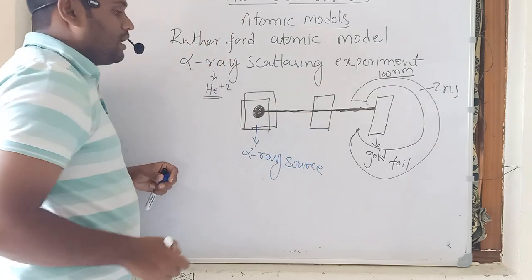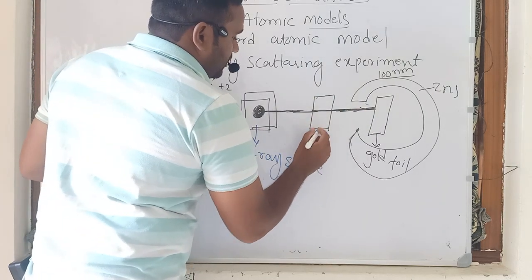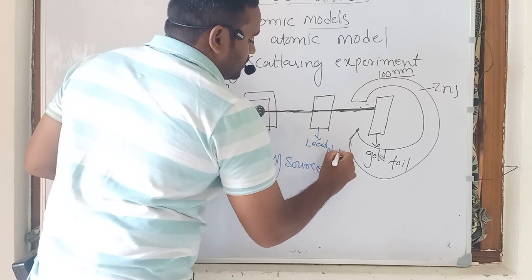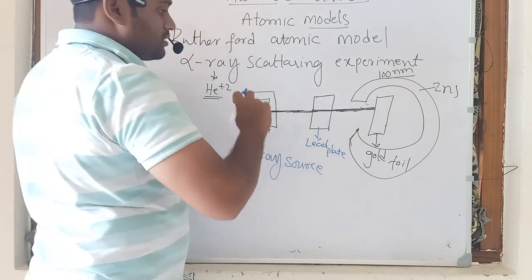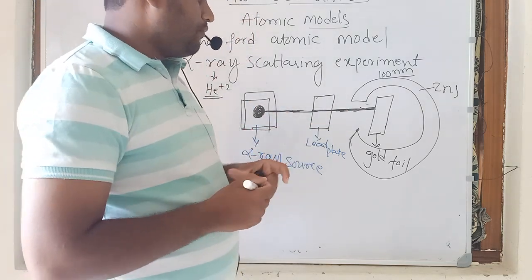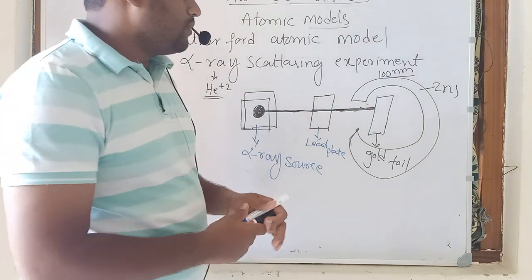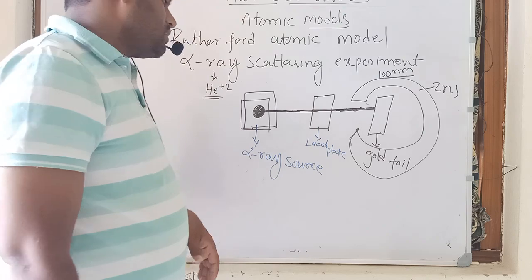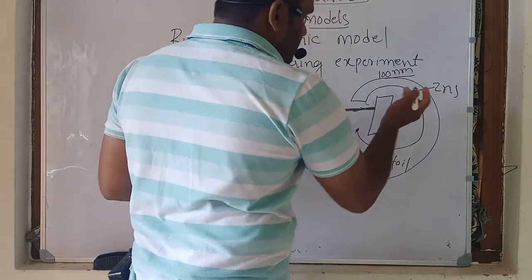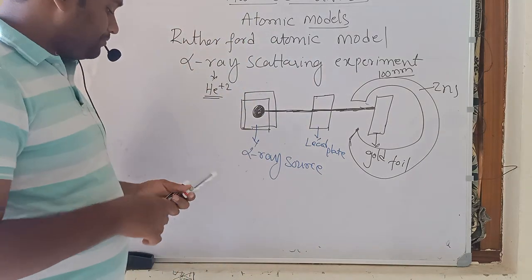The source releases the alpha rays, and he allowed them to fall on the gold foil through a slit of a lead plate, which can make these alpha rays into a straight line. He tracks the path of these alpha rays by using a zinc sulfide screen. Whenever these alpha rays hit this zinc sulfide screen, it gives some glow. We already know that.